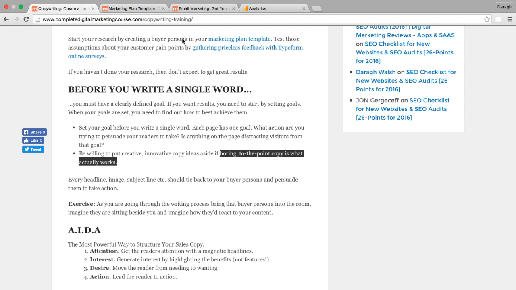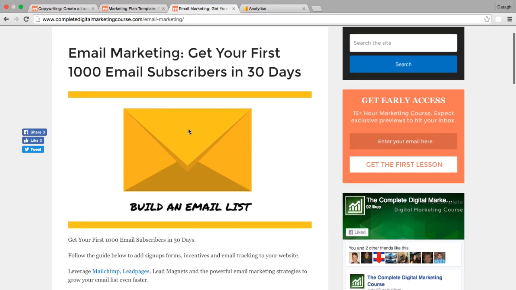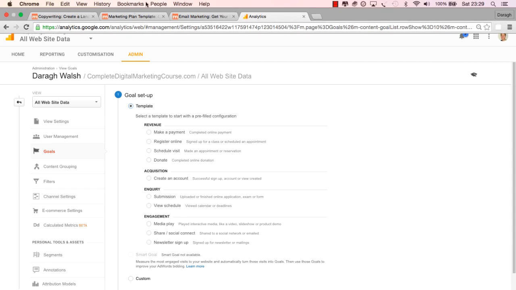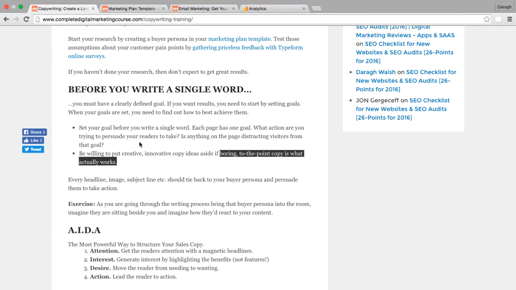We've set up a goal in the email marketing section of the course as well, in Google Analytics, to get people to sign up to your email list. That was the goal that I suggested there. We're tracking that in Google Analytics as well. We set up a goal. So the copywriting at this stage should be aimed at persuading people to sign up to your email list. And we are not just thinking that that's our goal and writing it down on paper. We're actually tracking that as well for our website.